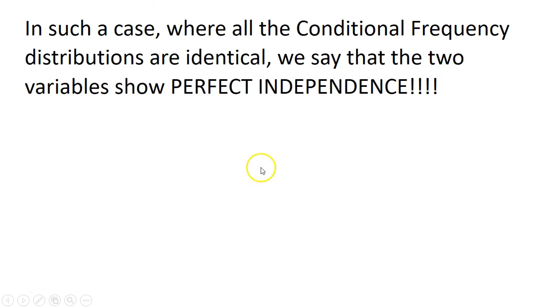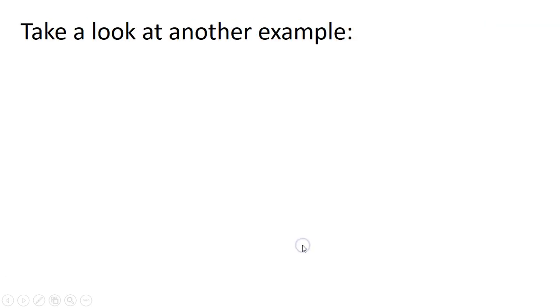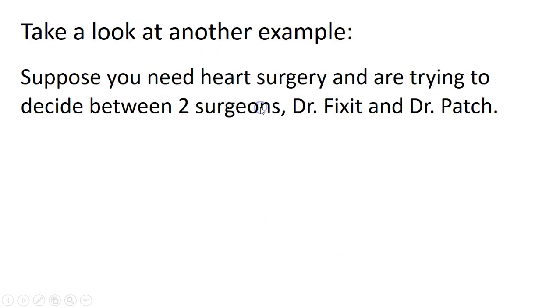In such a case, where all the conditional frequency distributions are identical, we say that the two variables show perfect independence. Here they're all different. However, it should be noted that even if two variables are completely independent, the chance is very slim that the resulting two-way table will show perfect independence.